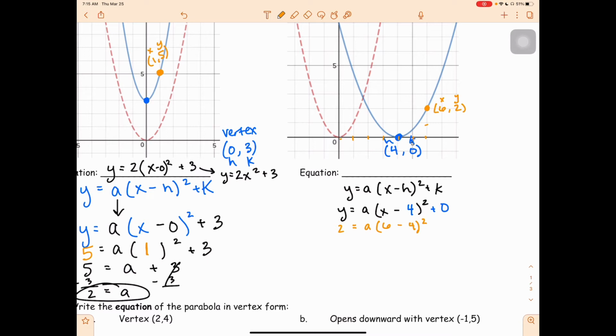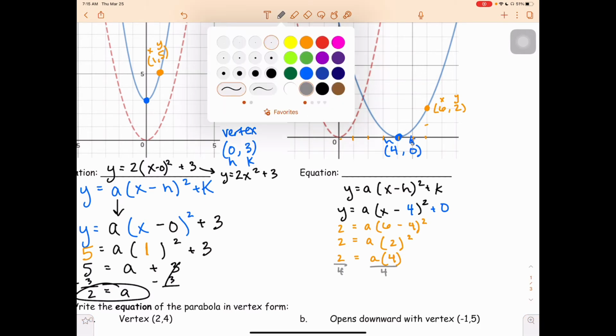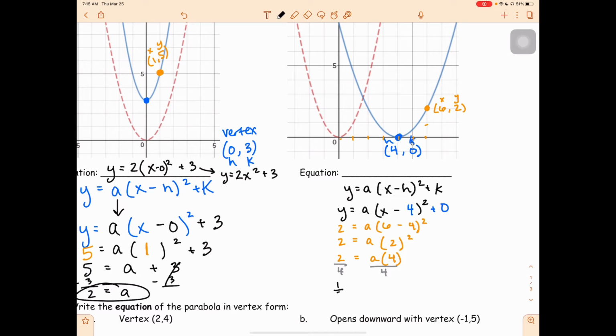So 2 equals a times 6 minus 4 squared. So now I have 2 equals a. 6 minus 4 is 2. So 2 equals a times 2 squared is 4. So now I got to divide both sides by 4. And you can either write this 2/4 as 1/2, or you can even write it as 0.5. That's fine too. Okay? So now we know a is 0.5.